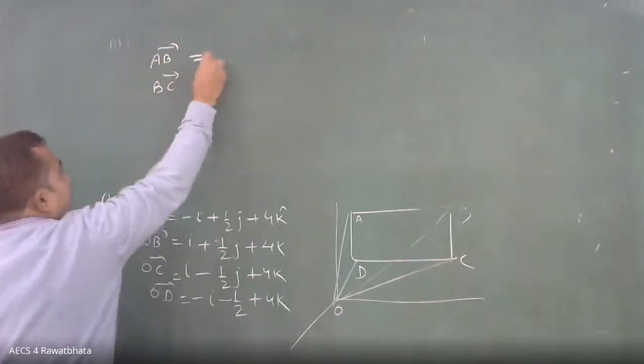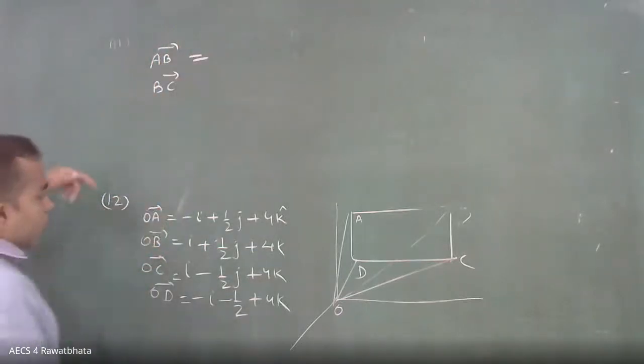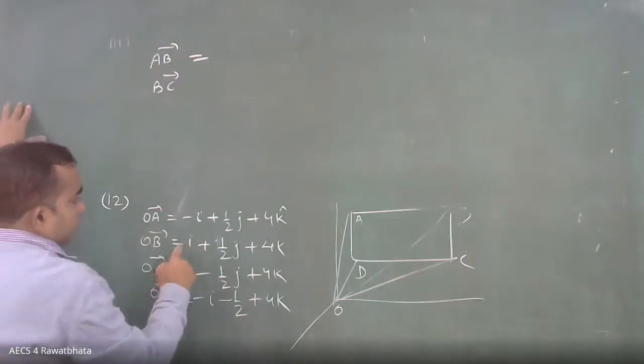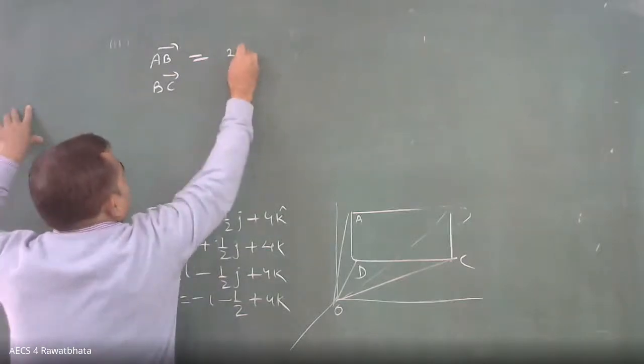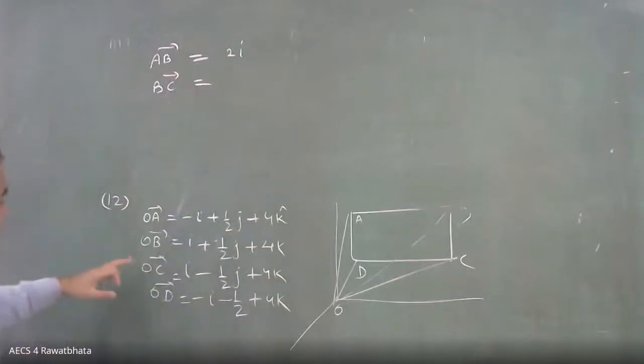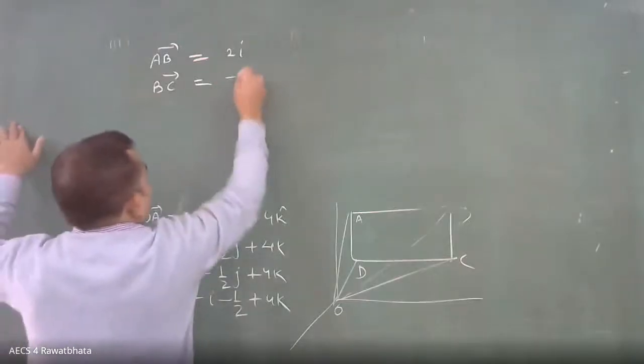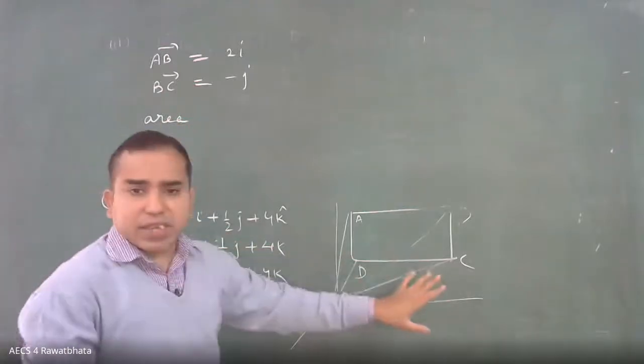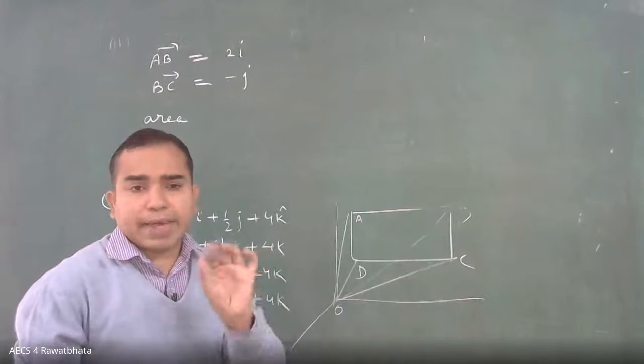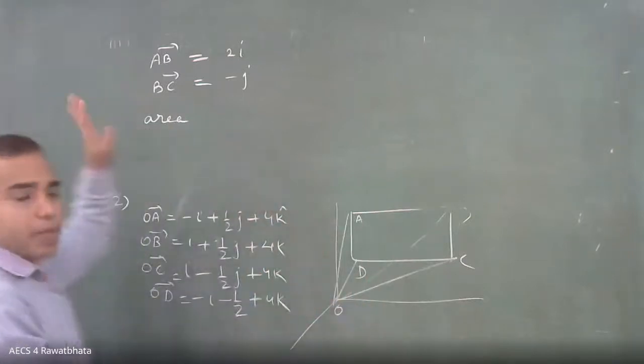Let me find. AB vector will be OB minus OA. How much will it be? I think 2 i cap I get. And BC vector will be how much? OC minus OB. How much? I think minus half, minus half, minus j cap. Yes. And two adjacent sides are enough. You can take any two adjacent sides.